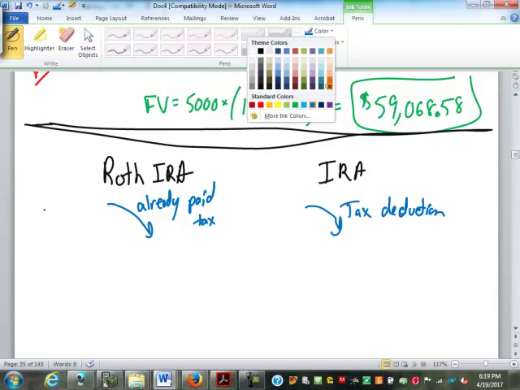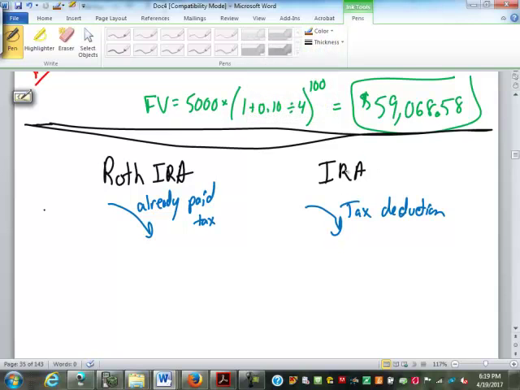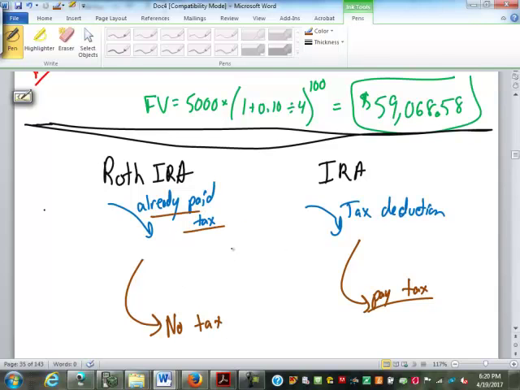So if I put $5,000 into a regular IRA, on my tax form, I actually subtract $5,000 from my income before I figure out my tax. On the Roth IRA, I don't. I just pay the tax on all the money and I put it in there. When you draw it out, the regular IRA, you pay tax on what you draw out. The Roth IRA, when you draw it out, there is no tax. You paid the tax at the beginning. So even on all the interest you earn, there's no tax.